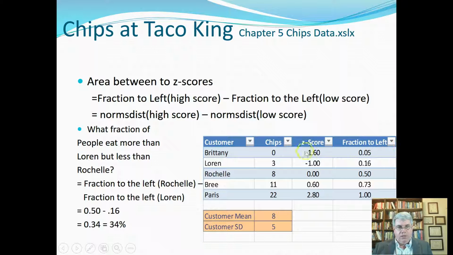which is what we have in this column. So here we're going to have the fraction to the left of Rochelle. And so we look at Rochelle. The fraction to the left is 50%. Then we're going to subtract from that the fraction to the left of Lorraine. She's in the 16th percentile. There's only 16% of people that eat less than her. So it's going to be 0.50 minus 0.16 equals 0.34, and that's 34%. So 34% of the people that eat at Taco King eat between 3 and 8 chips.